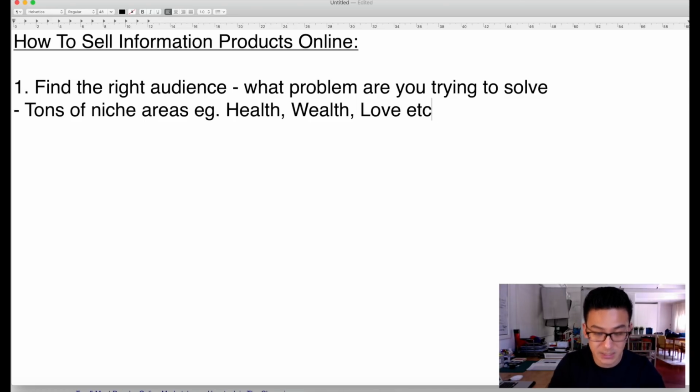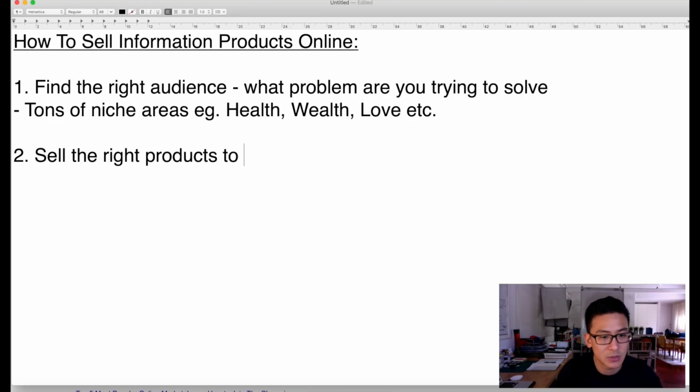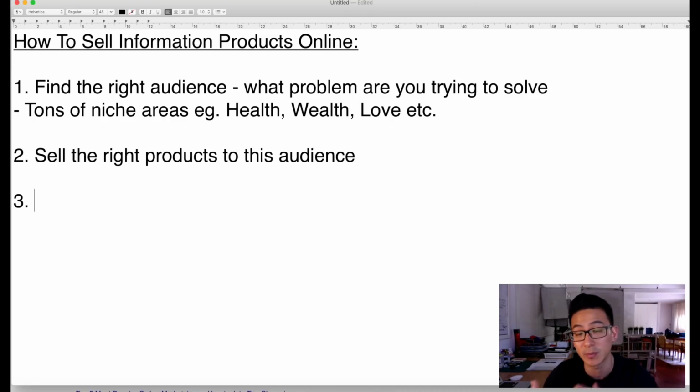Once you find the right audience and discover that there is a need for products in these particular areas, you need to sell the right products to this audience. Selling the right products is really about understanding what products you are selling, whether they are good quality, and whether these people will actually buy them. The way you know whether the products are good or not is you have to test them yourself. There's no other real way to do it.